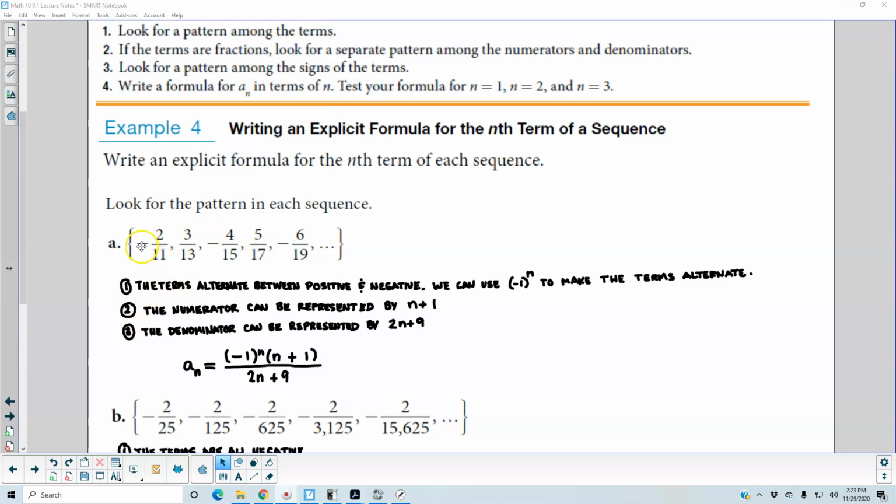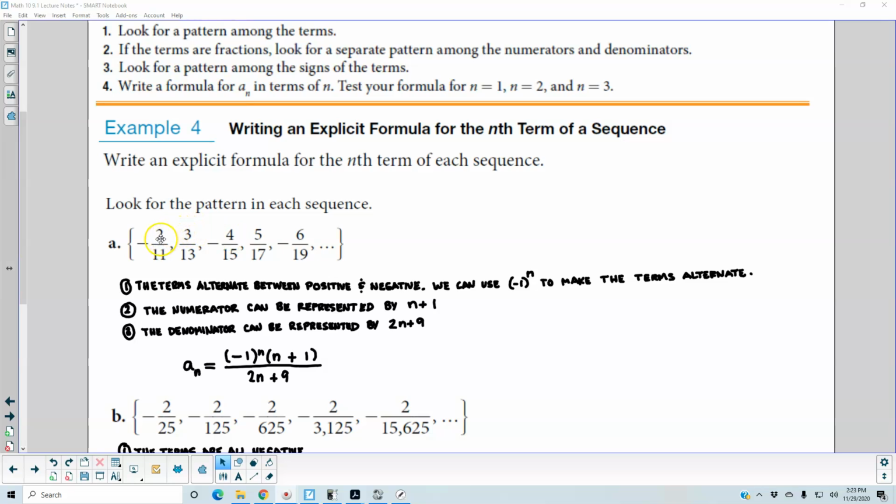If you look at this, we have an alternating sequence because the signs are changing. The first term is negative, the second term is positive. The third term is negative, the fourth term is positive. The fifth term is negative. So, number one, the terms alternate between positive and negative signs. So we can use negative 1 to the nth power to make the terms alternate.